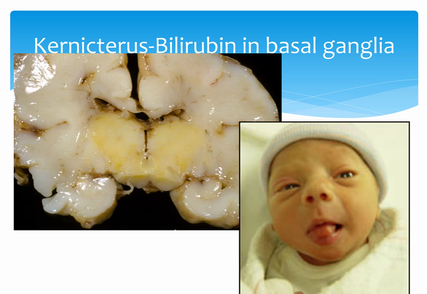This is the basal ganglia filled with bilirubin. As we know, basal ganglia is important in our movement control or coordination. If they are filled with toxic bilirubin, they are not functioning normally, and the baby will have a lot of abnormal movements and developmental disorders and learning difficulties. So, they are not healthy babies.